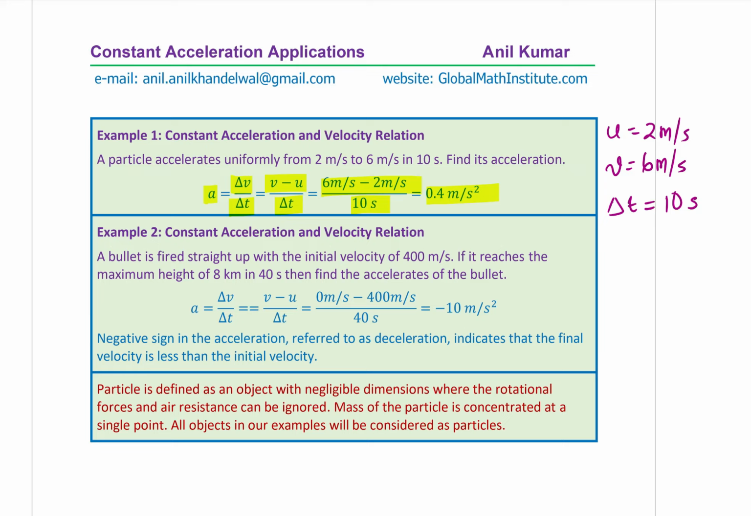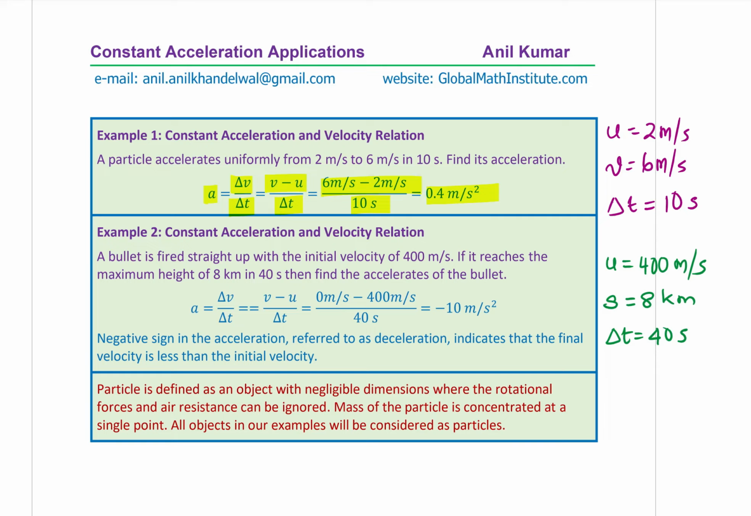Now let's take example 2, which is a bullet is fired straight up with an initial velocity of 400 meters per second. So in example 2, let's write down what is given to us. The initial velocity u is 400 meters per second, correct? It reaches the maximum height of 8 kilometers, so the displacement in this case is 8 kilometers. In 40 seconds, delta t is 40 seconds. Find the acceleration of the bullet.